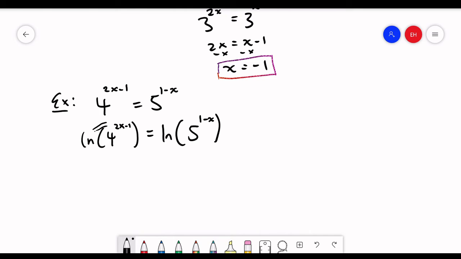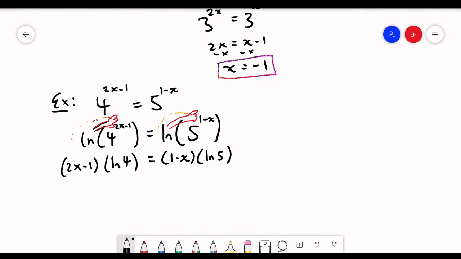It doesn't matter as long as you use the same one on each side, because the logarithm is really good at reaching up, grabbing that pesky little exponent, that annoying little bugger up there, and then just throwing it out in front, making it much more vulnerable to be solved, and we can isolate it much easier when our variable is not in the exponent spot. So the exponent gets thrown in front by the logarithm, so I have 2x minus 1 times ln of 4 now, and then the other exponent gets thrown out in front, so it's 1 minus x times ln of 5.